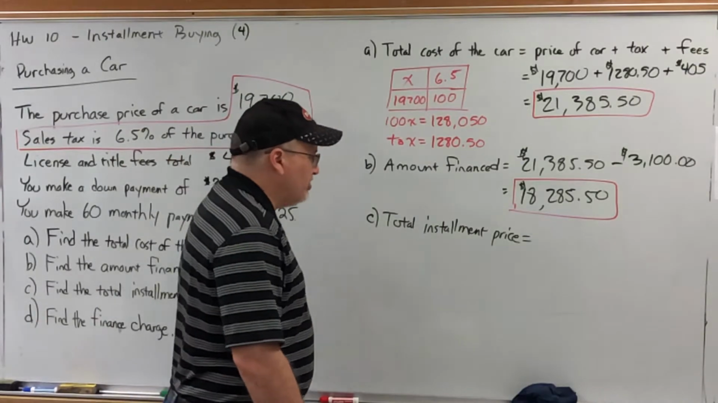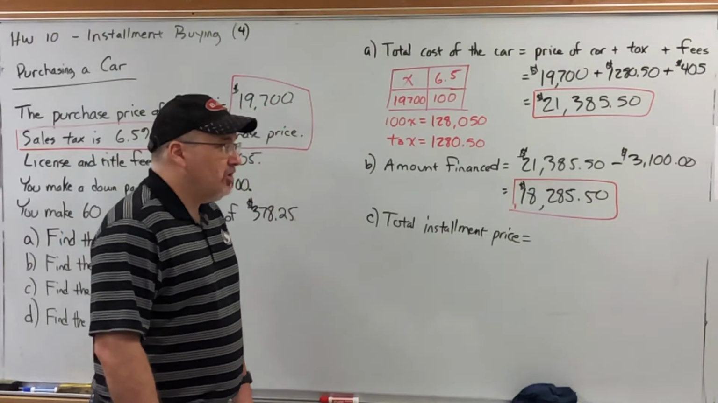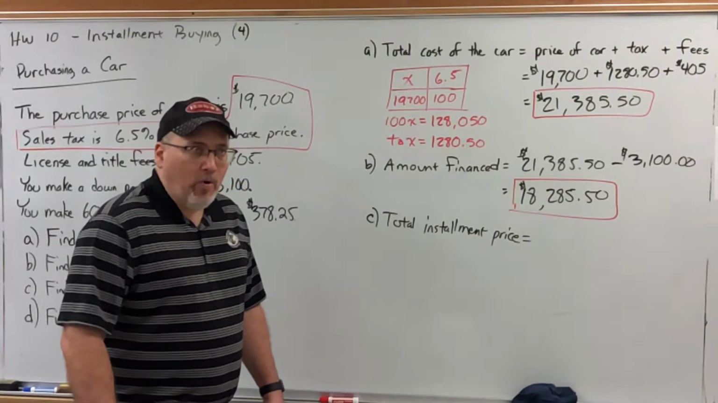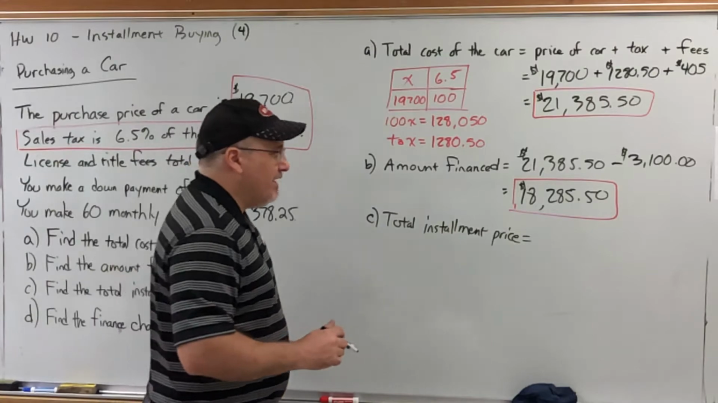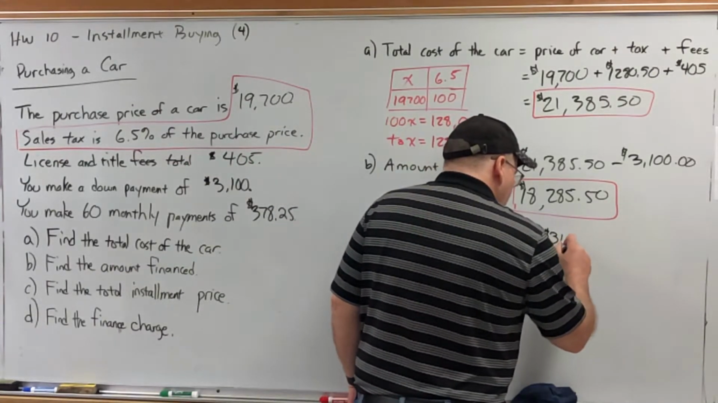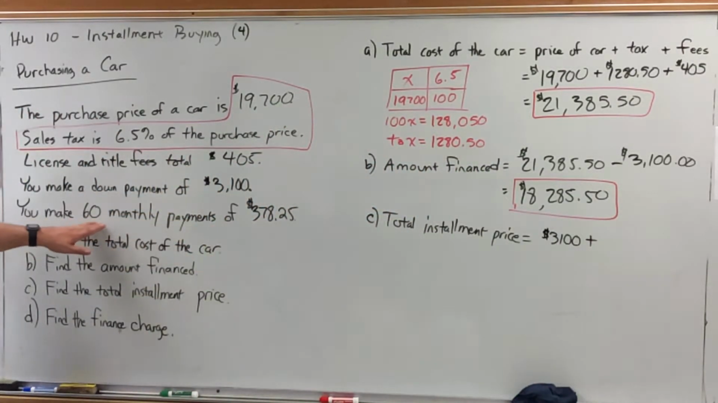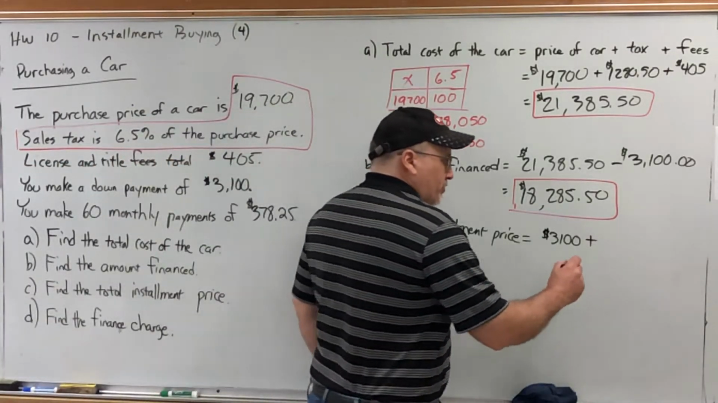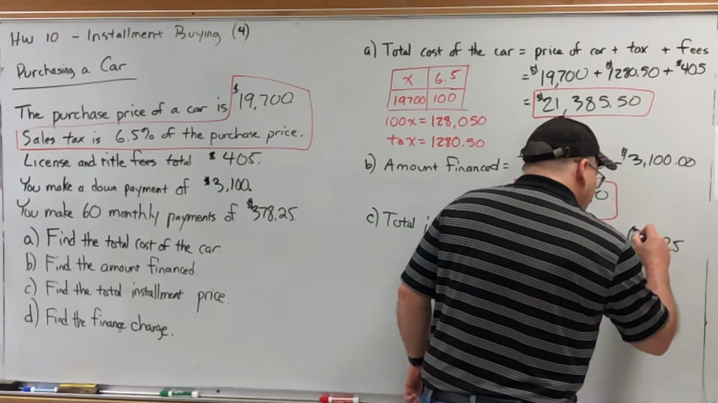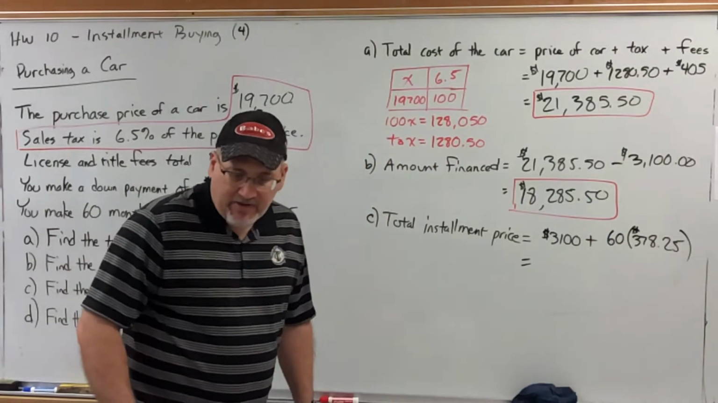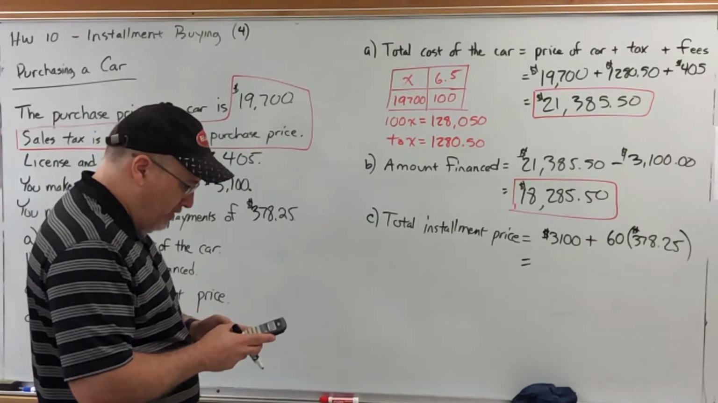So I'll have to think about the total installment price not in terms of everything I owe you at the beginning of the agreement, but everything I'm going to pay you once it's all said and done. So what am I paying? Well, I'm paying my down payment of $3,100, but I'm also going to pay this monthly payment 60 times. So 60 times $378.25. And that will tell me the total amount that I'm paying for this $19,700 car.